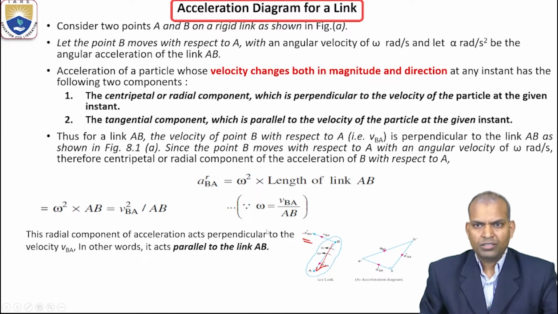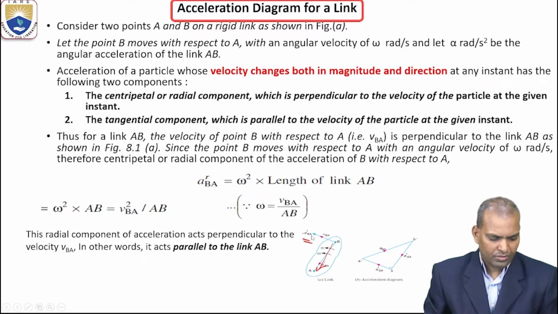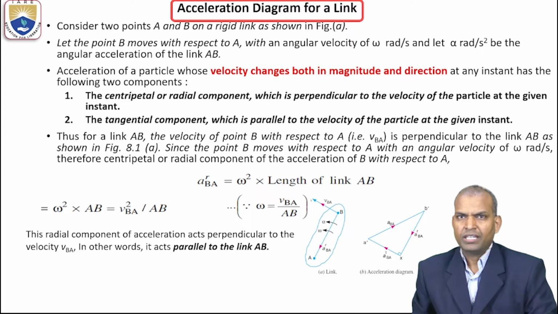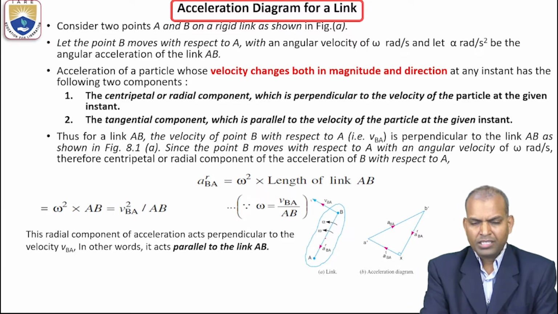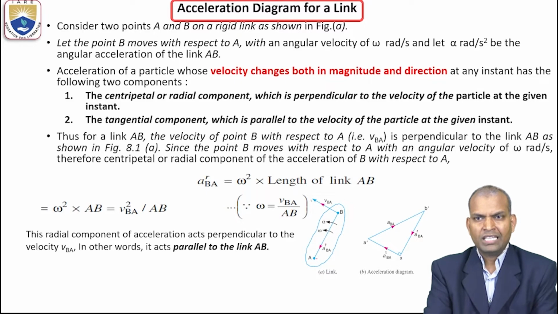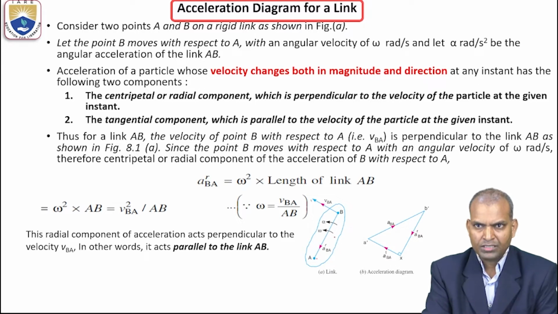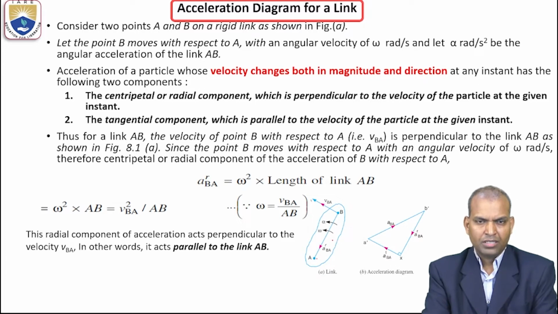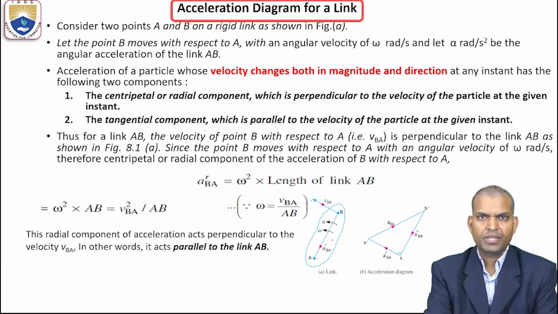I want to maximize this picture so that it will be visible, so you can see more clarity here. In this acceleration, consider there are 2 points in this diagram. This is the link. On the link we are considering 2 points A and B. We are going to find out how to draw the acceleration diagram for this link. It is very, very important. If you understand this concept, we can draw the acceleration diagram of various mechanisms and various links.